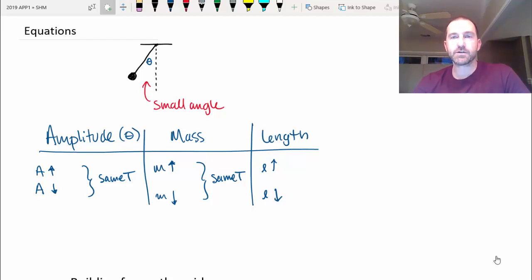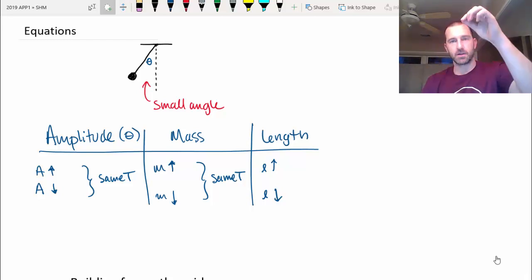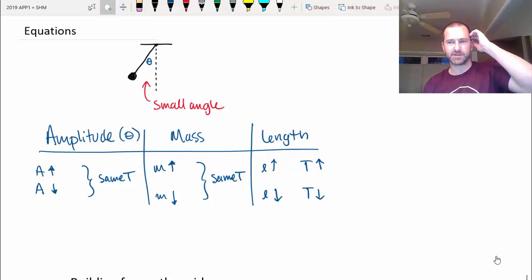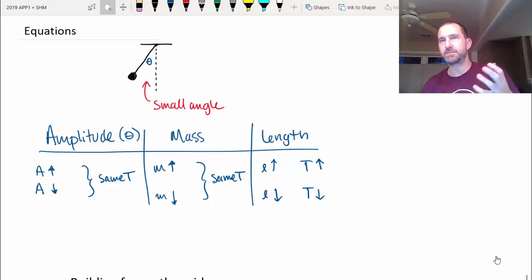So if you increased the length of the pendulum, meaning you made it longer, you should have seen that it took longer for it to go back and forth. So the period increased. And if you decreased the length of it, you should see that it went back and forth really, really rapidly. So there seems to be some sort of connection, maybe not quite direct, but there is some sort of connection between the length of the pendulum and the period.